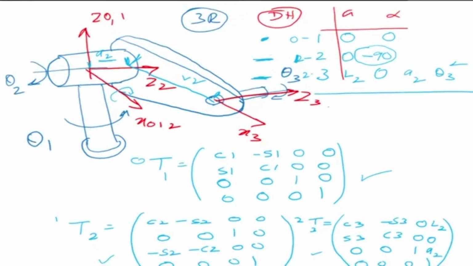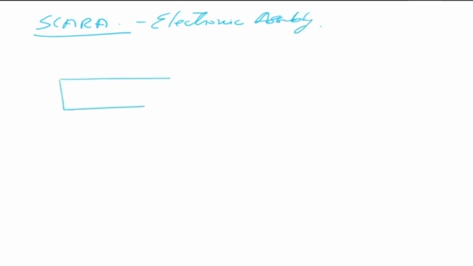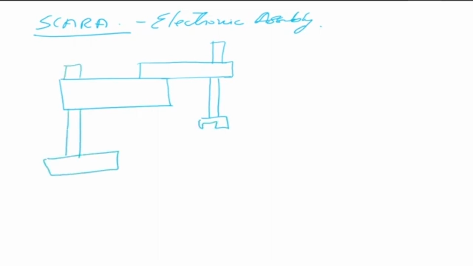Now let's proceed a little bit more to look at industrial manipulators. Before industrial manipulators, let's look at the SCARA robot. We talked about the SCARA robot. SCARA is the selective compliance assembly robot arm. This is an industrial manipulator which is used for electronic assembly. So now we have this 4 degree of freedom system.